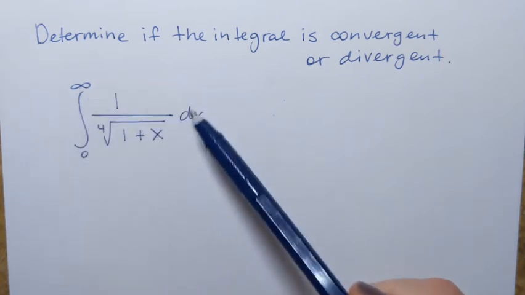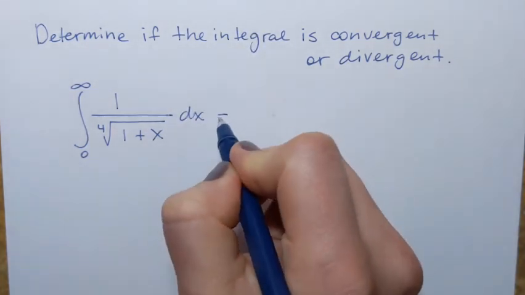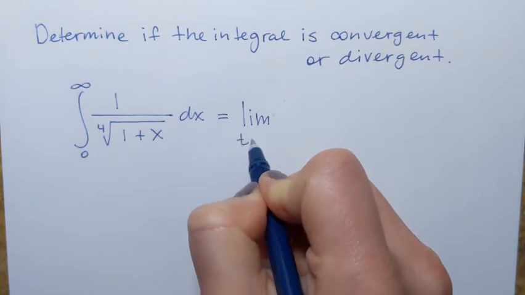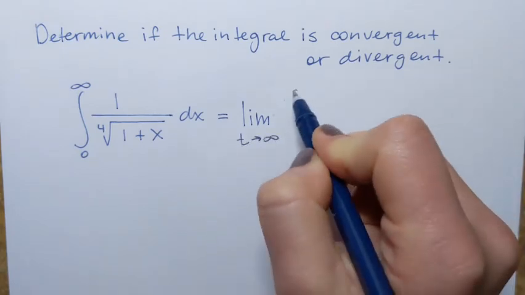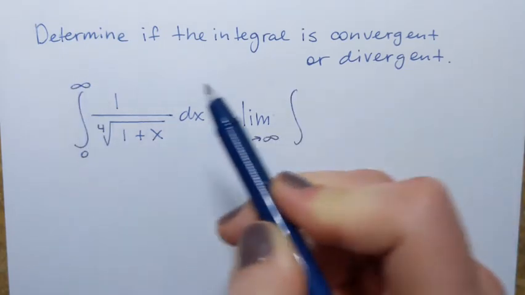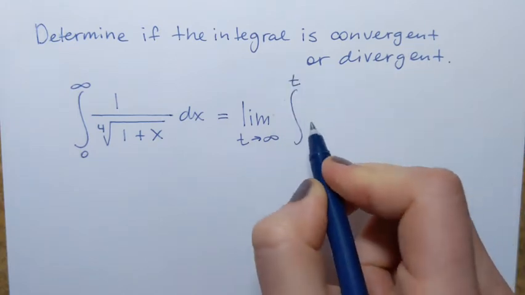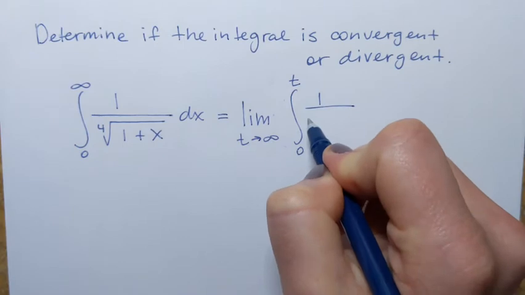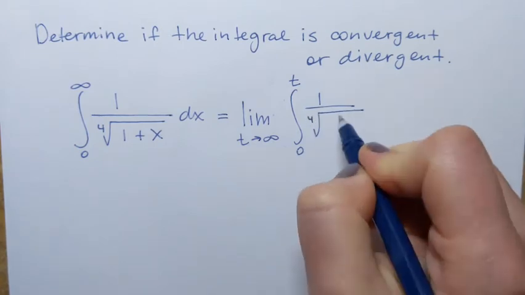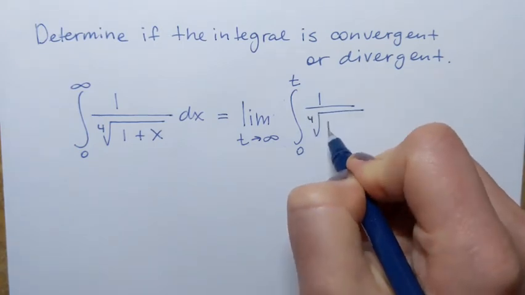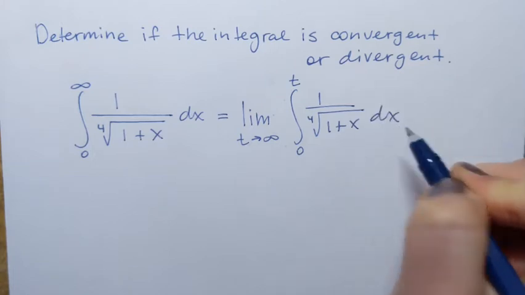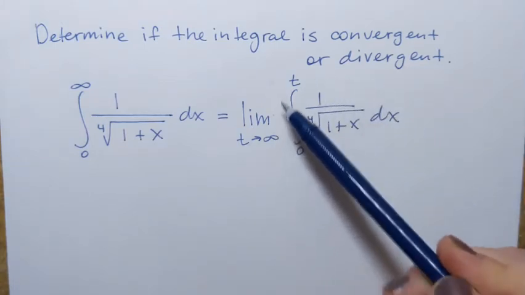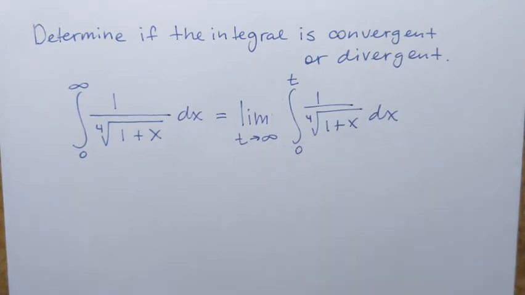To evaluate this integral, we have to rewrite it the following way. So we're going to say limit as t goes to infinity. And now instead of this infinite upper limit, we're going to place t. So from 0 to t, 1 over the 4th root of 1 plus x dx. And the steps will be first to evaluate this integral and then apply a limit.